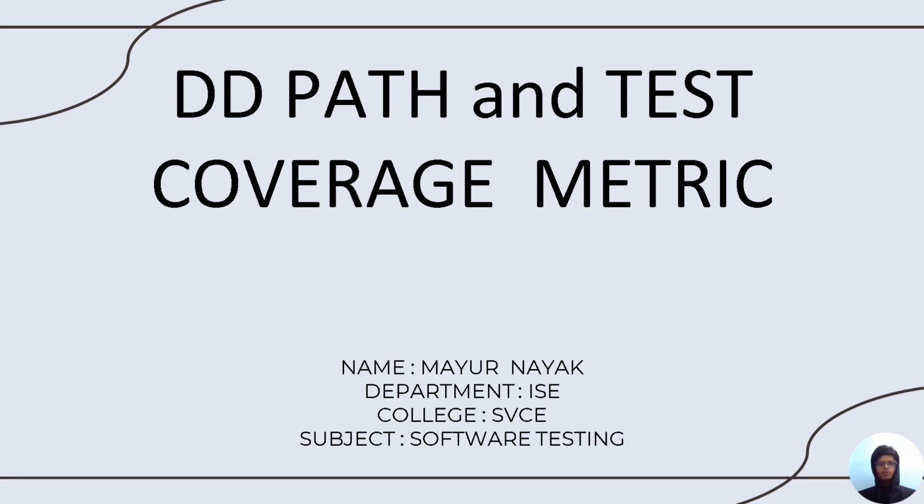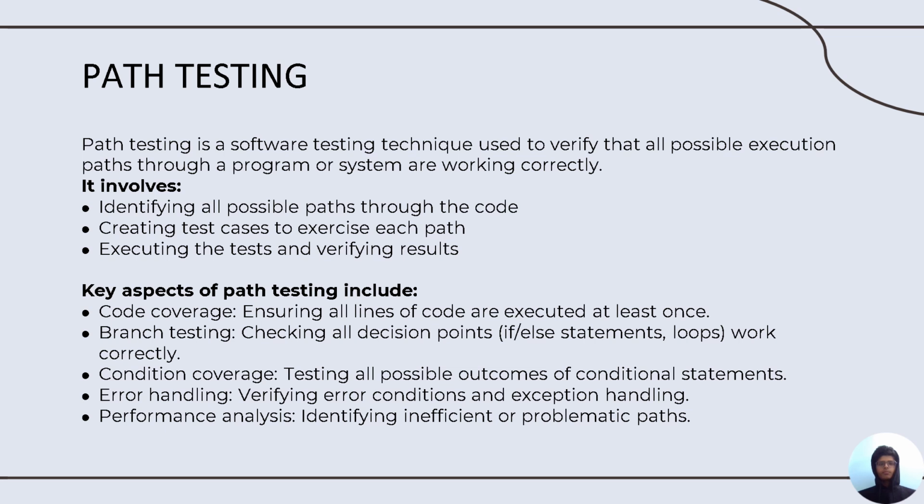So today's topic is DD path and test coverage metric. Before going to this topic, let us understand what is path testing. Path testing is a software testing technique used to verify that all the possible execution paths through a program or system are working correctly. It involves identifying all the possible paths through the code, creating test cases to access each path, executing the tests and verifying the results.